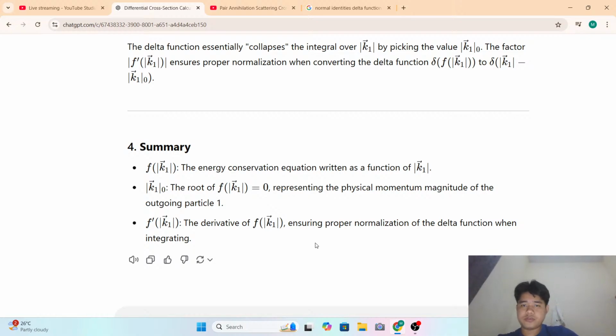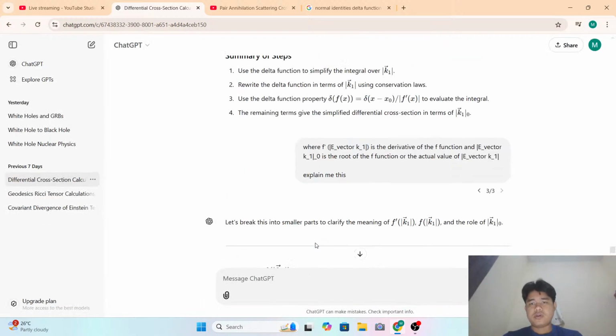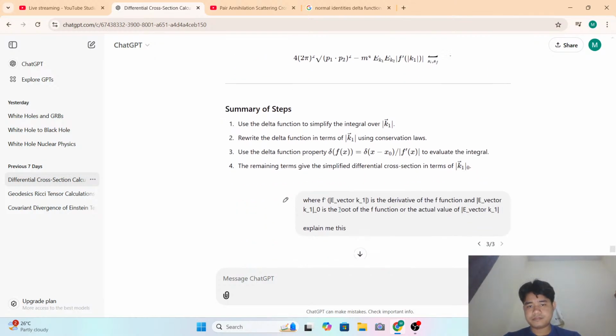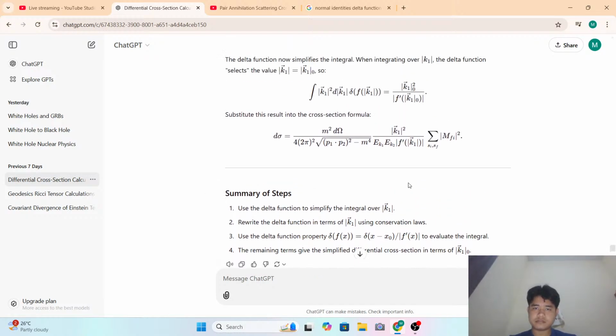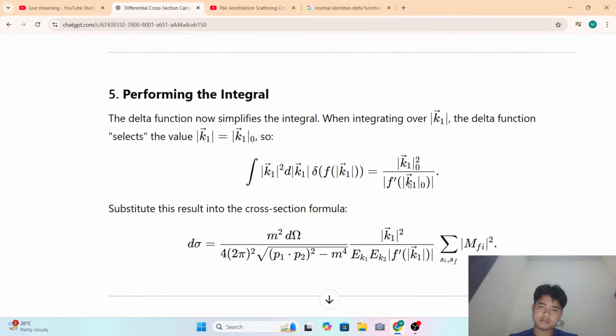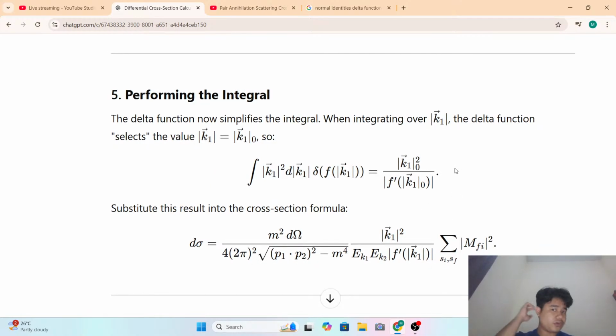The energy conservation equation where n is a function of k1. The root of the physical momentum magnitude of the outgoing particle 1. Alright. How can I delete this? Okay, if that's so, I think I kind of understand this.